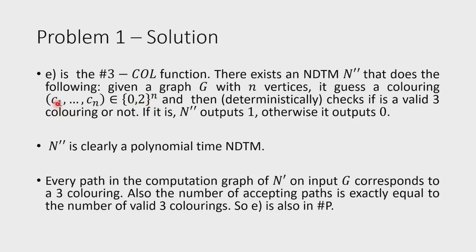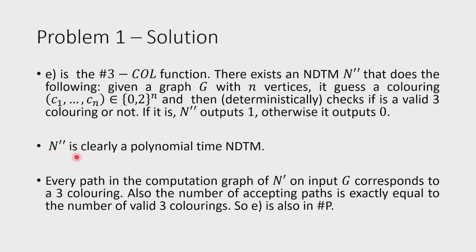So let's say if I want to color vertex 1 with the first color, I would give it 0. If I want to color vertex 2 with the third color, I would give it color 2, and so on. So it guesses the coloring c1 to cn in {0, 1, 2}^n and then deterministically checks if this coloring is a valid 3 coloring or not. If it is, N double prime outputs 1, otherwise it outputs 0.